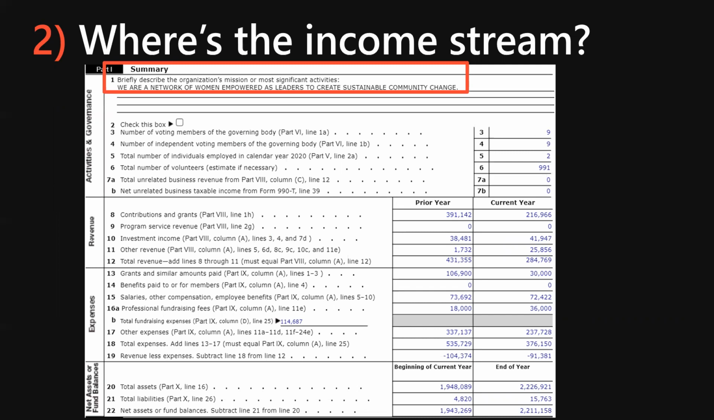So some boxes to be aware of. Box number one should be a truncated version of the organization's mission statement. And JLP says, we're a network of women empowered as leaders to create sustainable community change. I'd say done. That's accurate.